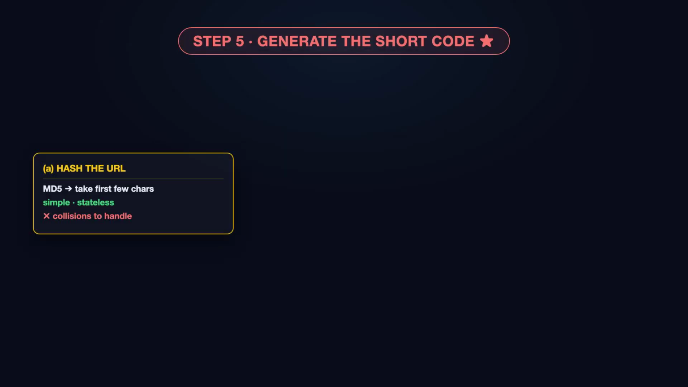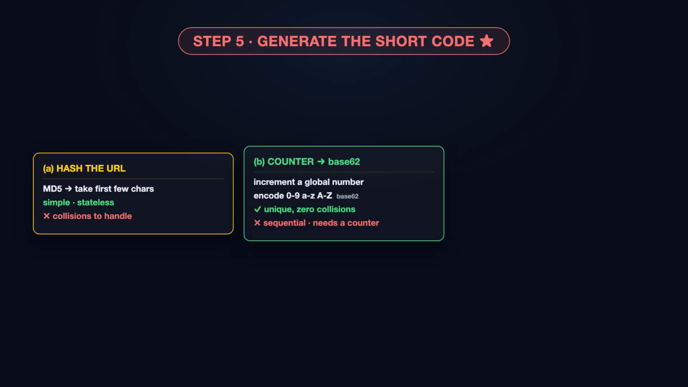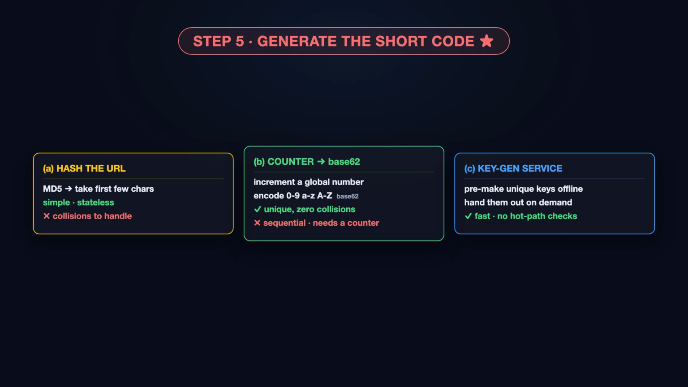Step 5 is the heart of the whole question: how do you actually generate the short code? Spend real time here, because this is the part that separates candidates. There are 3 classic approaches, and you should name the trade-offs of each.